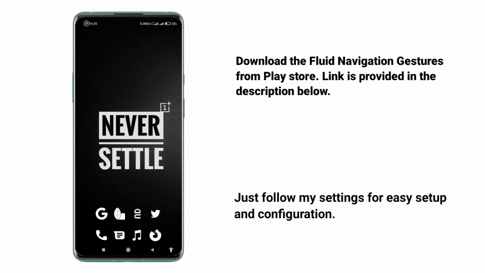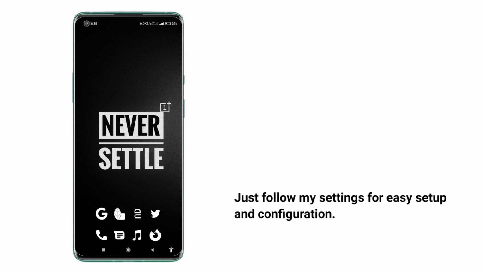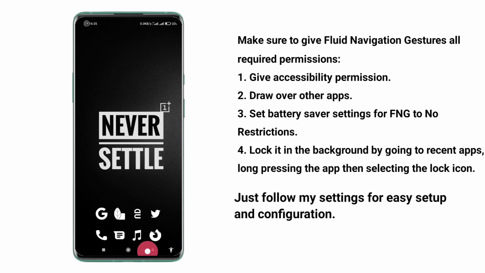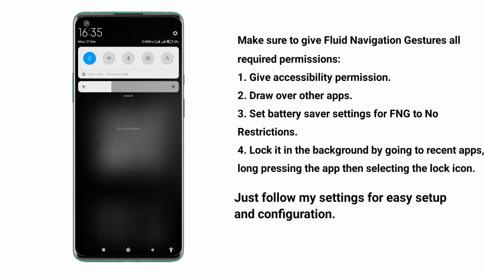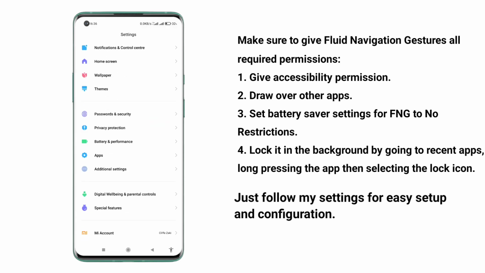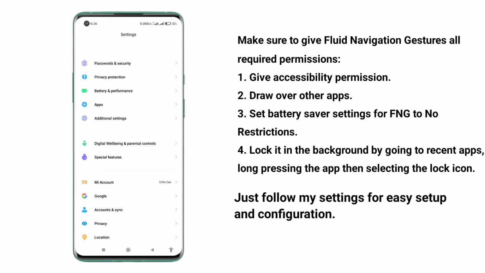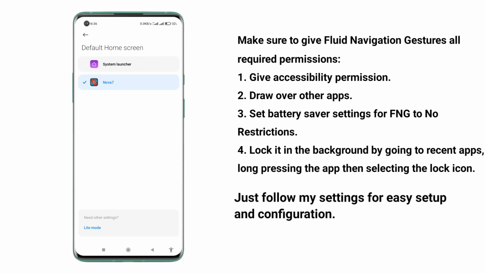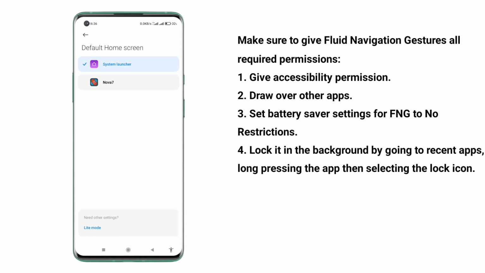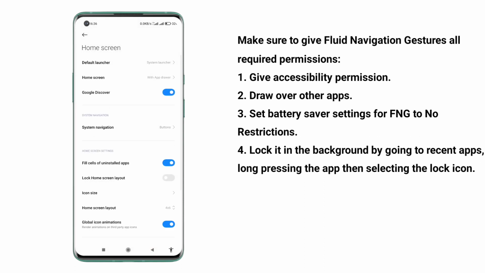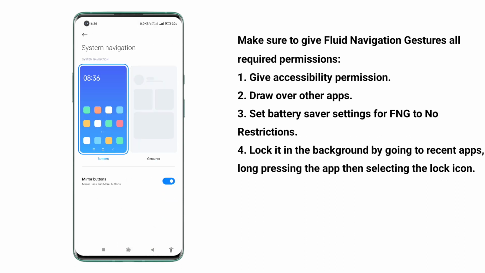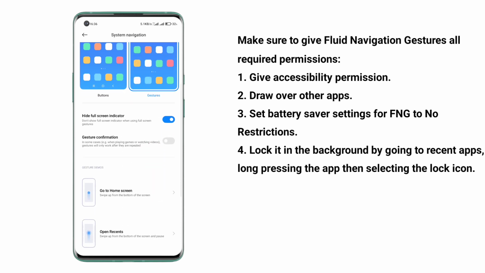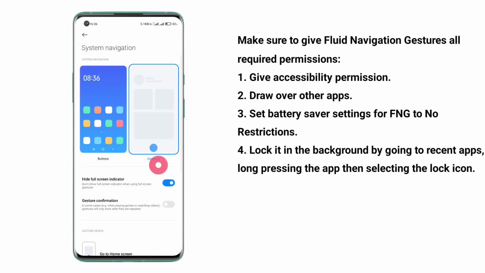So if I go back home, as you can see, I'm still on the Nova launcher with the system navigation bar at the bottom. So we go to the settings, and from the settings we go to the home screen settings. Now instead of the default launcher, we are going to switch back to the system launcher, going back, the system navigation, and select the gestures. We can only use the gestures of the system navigation.